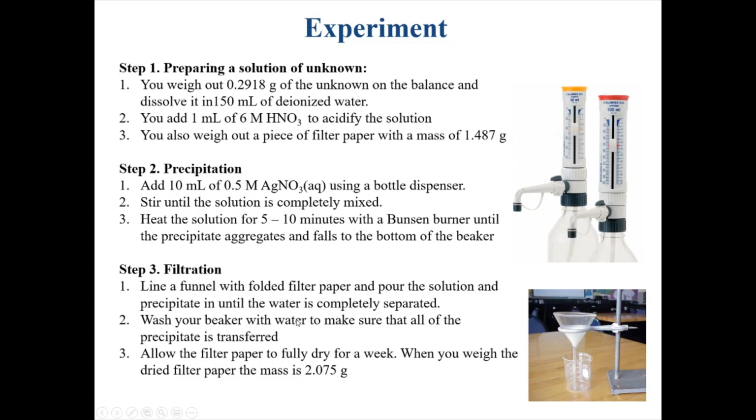And if you were in lab, this would actually be pretty easy if you made the clusters big enough, because you would just add a little bit of water, swirl the beaker, and pour it in, and then the precipitate would come right over. And then what we would do is we would allow the filter paper to dry for a week. So normally this experiment would take 2 weeks, because you'd have to wait until next week for it to dry. But since we're doing this as a virtual experiment, we're going to have an auto-dry feature. So when you weigh the dried filter paper, you get a mass of 2.075 grams.